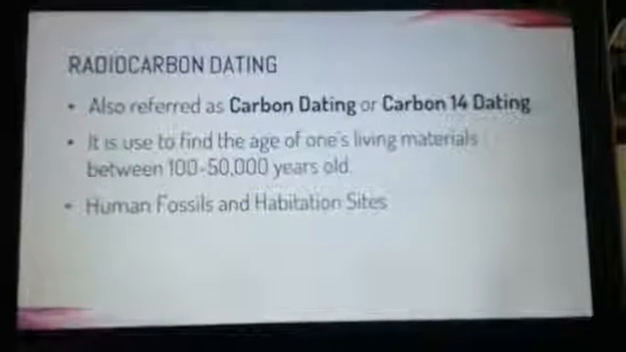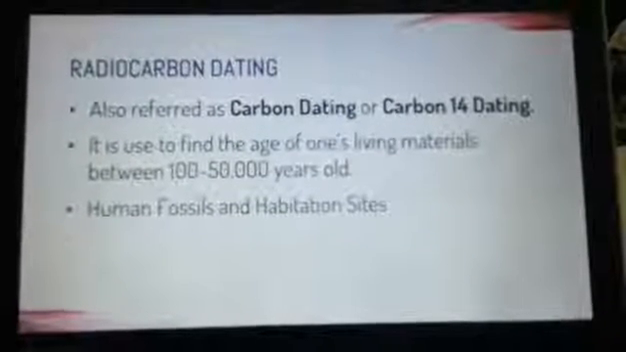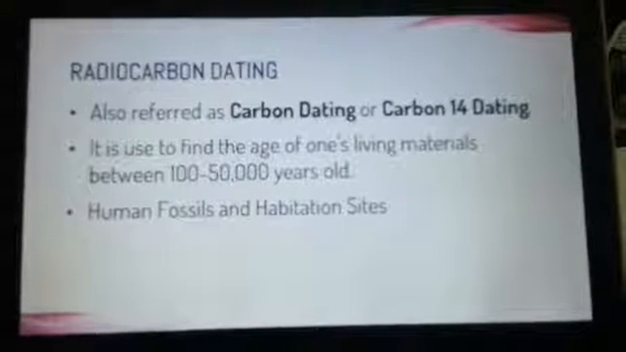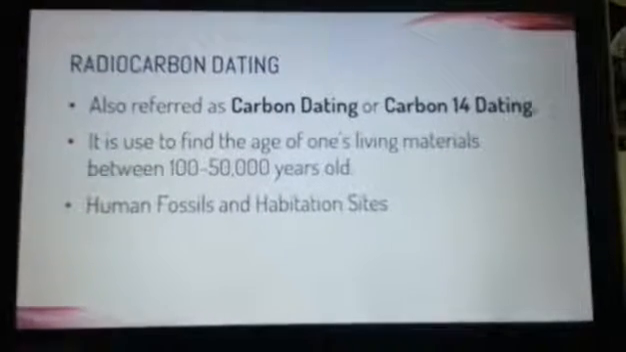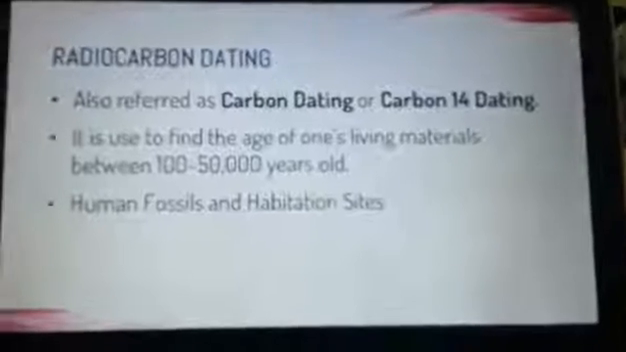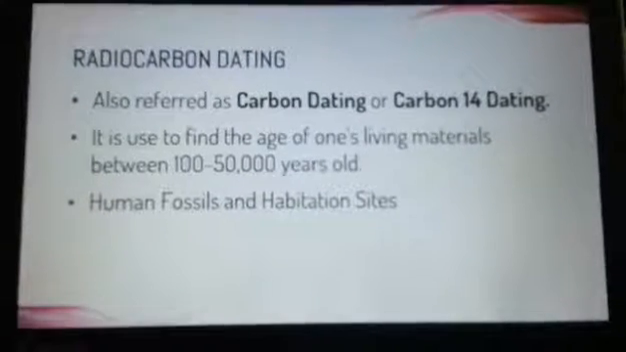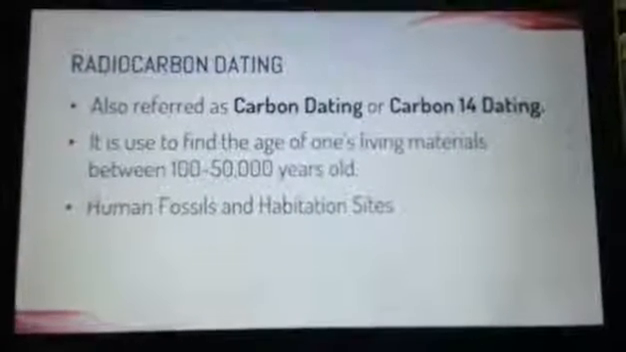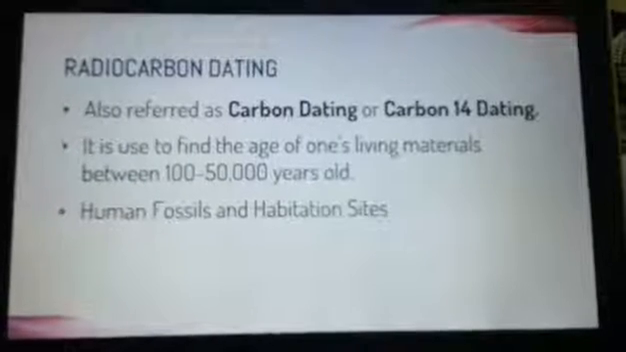Radiocarbon dating. It is used to find the age of once living materials between 100 to 50,000 years old. It is also referred to as carbon dating or carbon-14 dating. It is usually used to determine ages of human fossils and habitation sites.